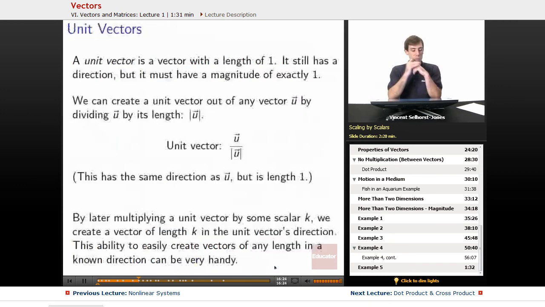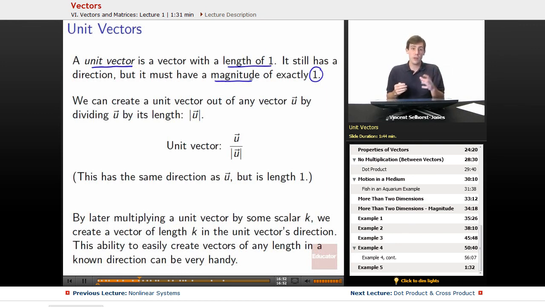Great. A unit vector is a vector with a length of 1. So unit vector just means length 1. It still has a direction. It can have any direction, but it has to have a magnitude of exactly 1. So its magnitude, its length, is 1. We create a unit vector out of any vector u by dividing u by its length. Remember, if we divide by a number, that's the same thing as just using a scalar. We're multiplying by 1 over the number we're dividing by.